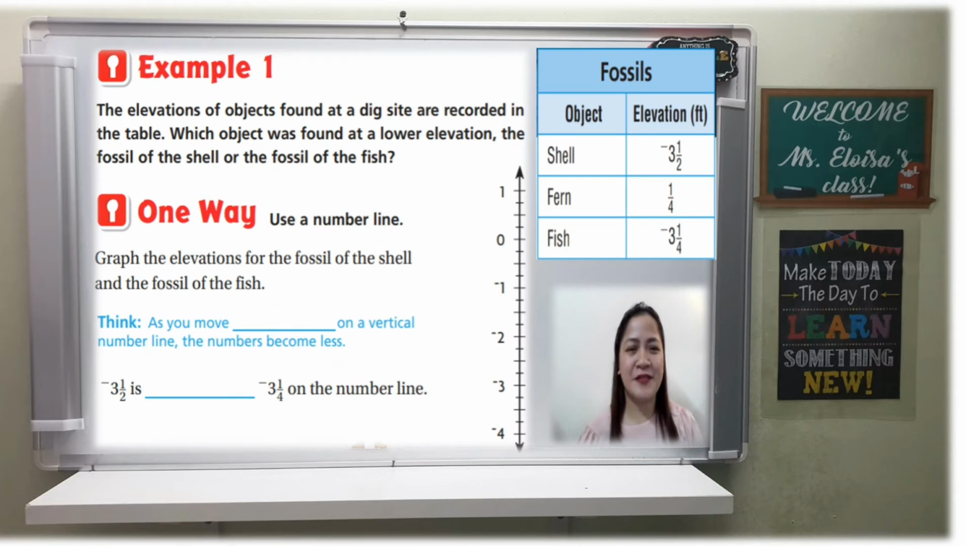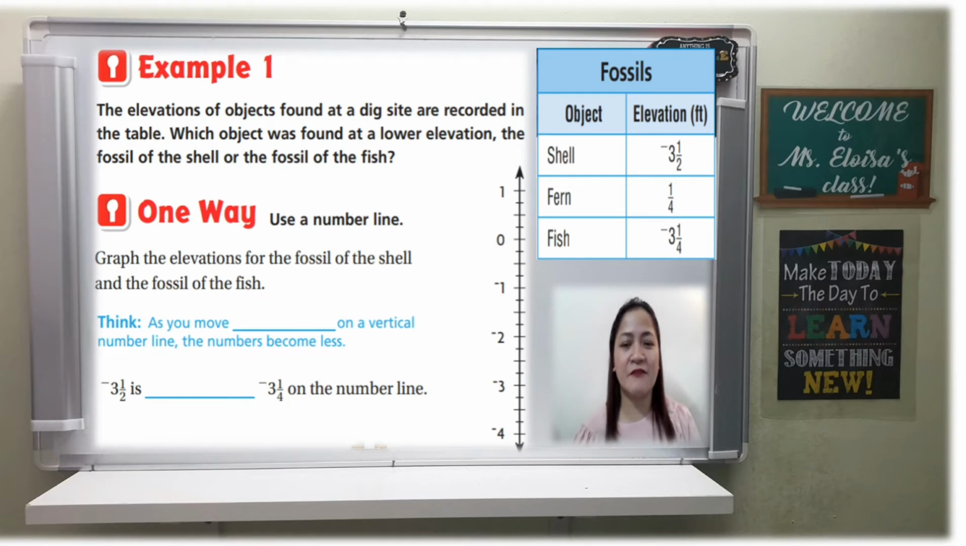Another example. The elevations of objects found at a dig site are recorded in the table. Which object was found at a lower elevation? The fossil of the shell or the fossil of the fish? So use the table to answer. First is by using a number line. Graph the elevations for the fossil of the shell and the fossil of the fish.